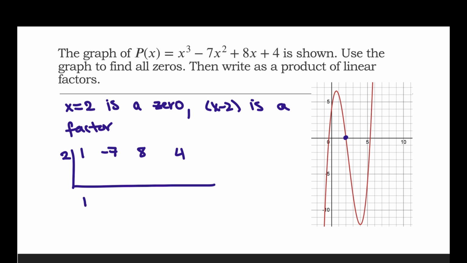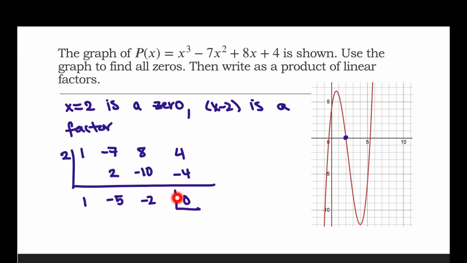We bring down the 1. 1 times 2 is 2. Minus 7 plus 2 is minus 5. Minus 5 times 2 is minus 10. 8 minus 10 is negative 2. And then finally, negative 2 times 2 is negative 4. We add and we get 0.